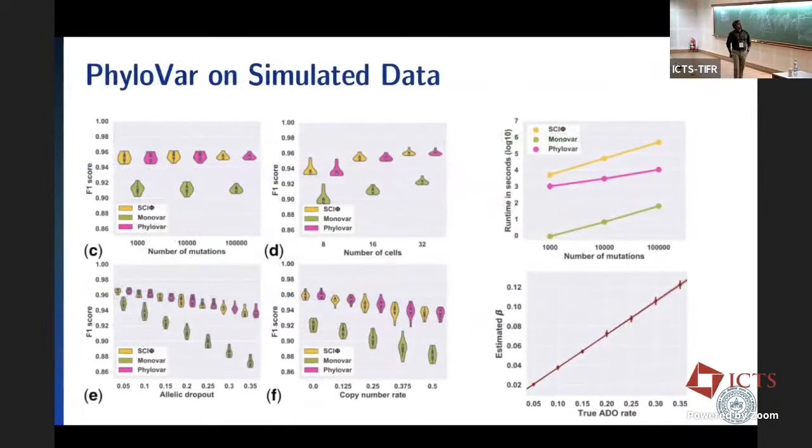Okay. So one very interesting problem that we encounter in working with this kind of problem is that we do not have any real data with ground truth solution. So we have to simulate realistic data sets. That's what we did. We did the benchmarking on simulated data, and we compared against two methods.